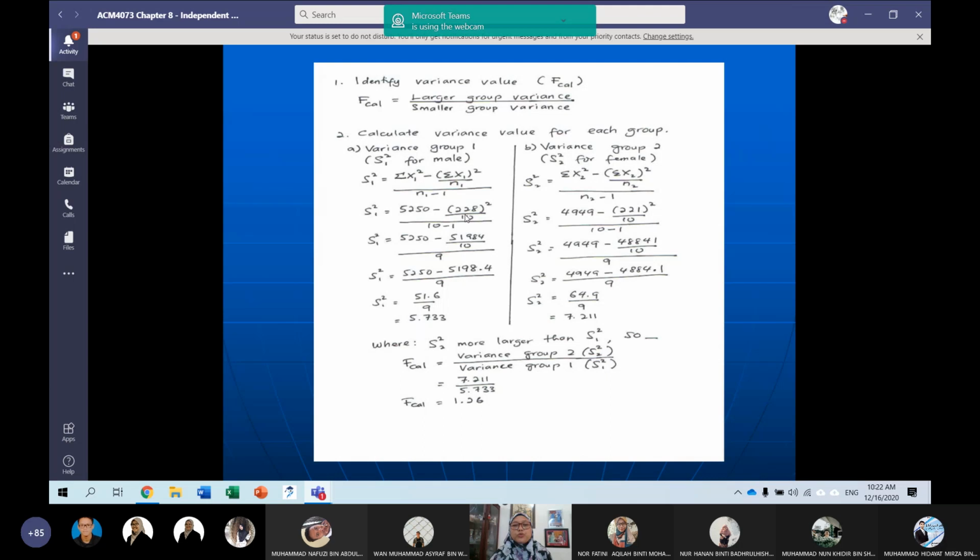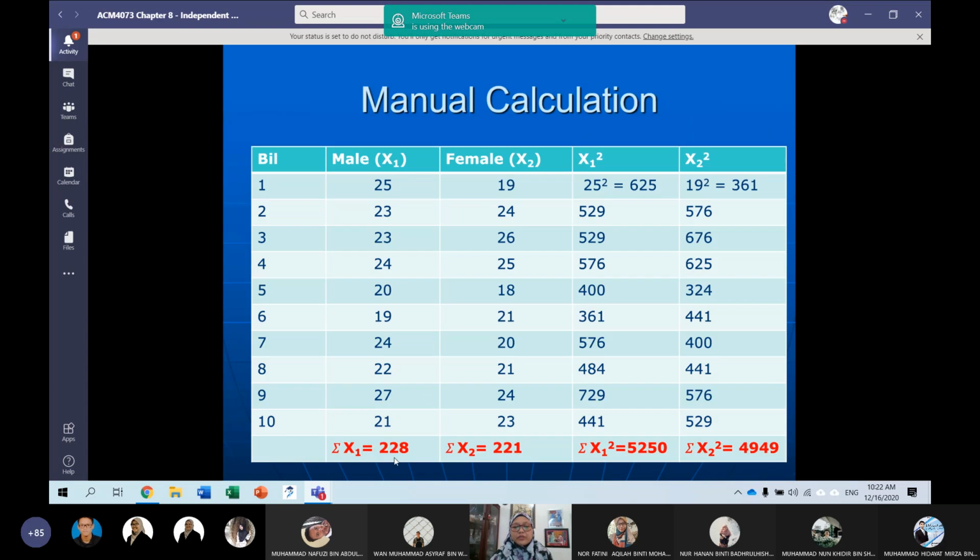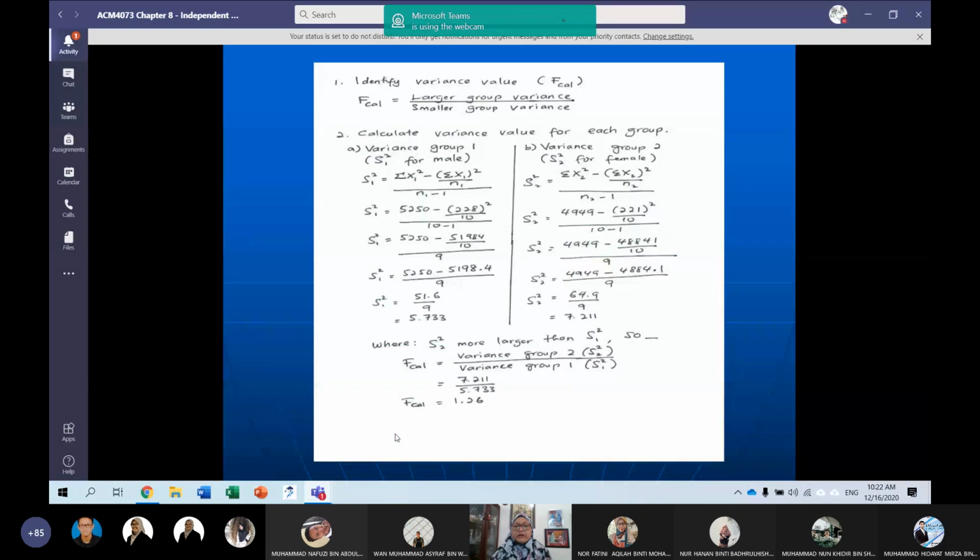5,250 take away 228. Where is 228? This is 228. 228 squared is 51,984. So 51,984 divided by 10 is equivalent to 5,198.4. You have to take away this from 5,250, which is equivalent to 51.6. So the underneath is 10 take away 1, which is 9.